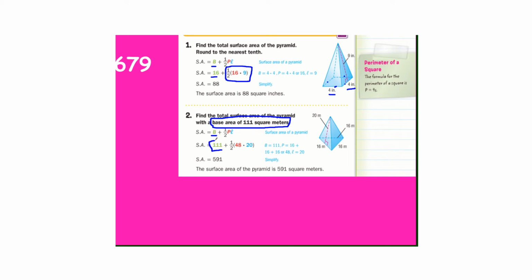So that's your base area. Now we need to find the perimeter, which is 16 plus 16 plus 16 is your 48, times your lateral height, your slant height of 20. They're triangles, so take half of it. So basically I'm going to take 48 times 10. You get 480. 480 plus 111 is your 591. Surface area, so they're square meters.